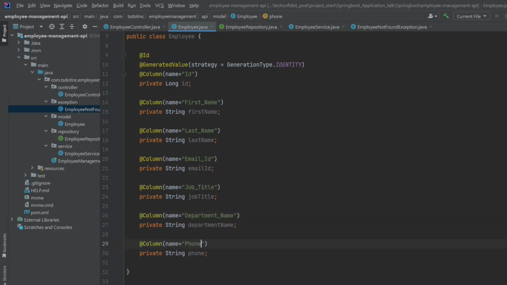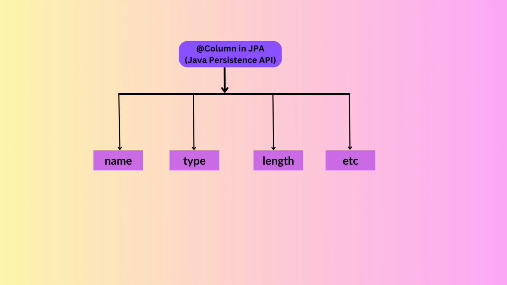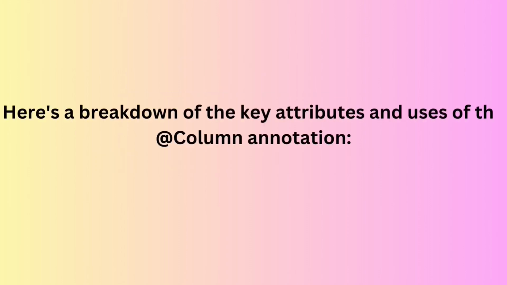Okay, now let's dive into the detail of the @Column in JPA. The @Column annotation is a JPA, Java Persistence annotation that is used to specify the mapping between an entity class's attribute, a field in the Java class, and the database column. It provides detailed control over how the attribute is stored in the database, including the column name, type, length, and various constraints. Here is a breakdown of the key attributes and uses of the column annotation.